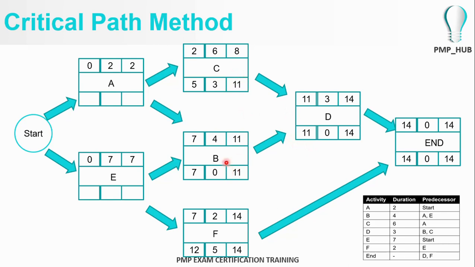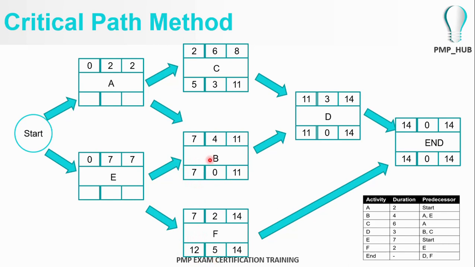The latest finish time for activity B will be day number 11, and duration 6 days. Calculating 11 minus 6 is 5. Calculating 11 minus 4 is 7. And here, straight away from the end, the latest finish time of activity F is 14 days. 2 days for duration. 14 minus 2 is 12. And in activity E, B and F depend on the output of E. The latest start time of B is 7 days. The latest start time of F is 12 days.